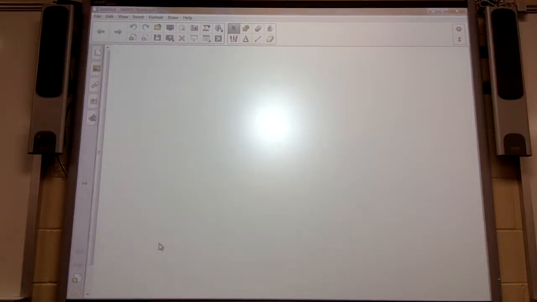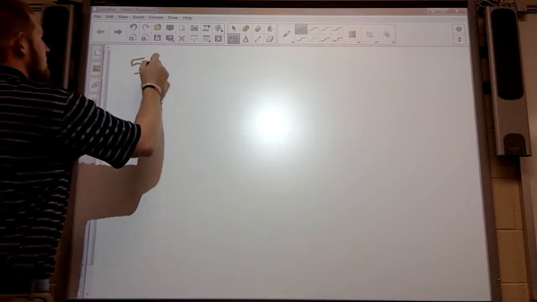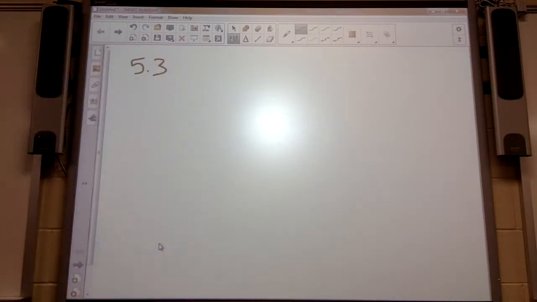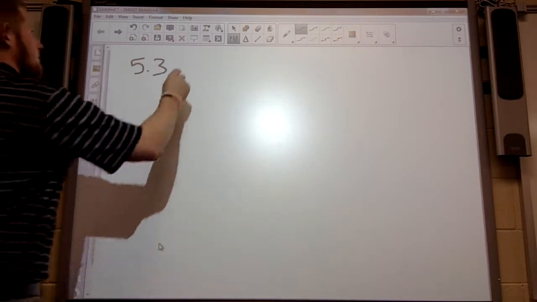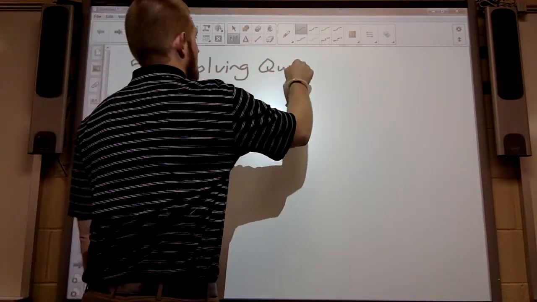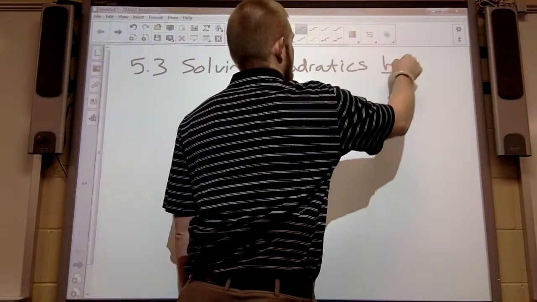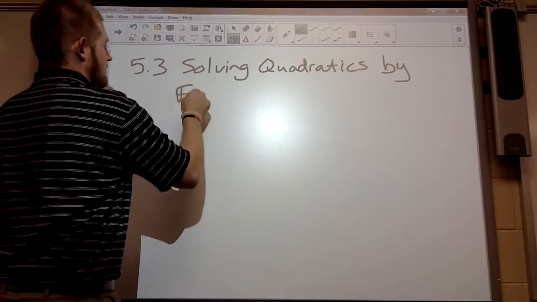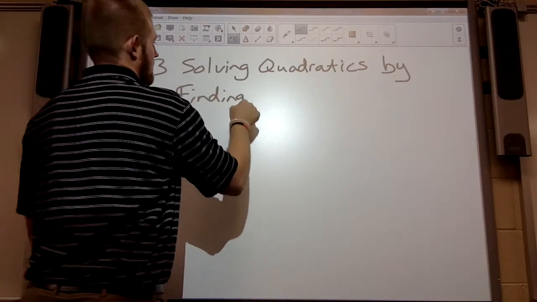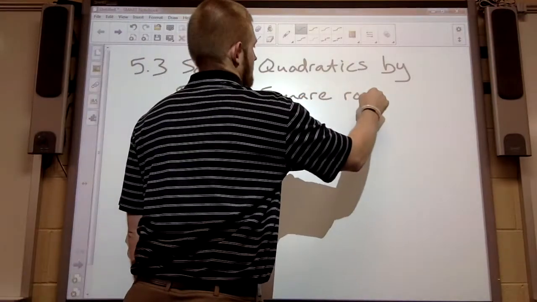Okay, today's lesson is section 5.3. We are solving quadratic equations by finding square roots. Solving quadratics by finding square roots.